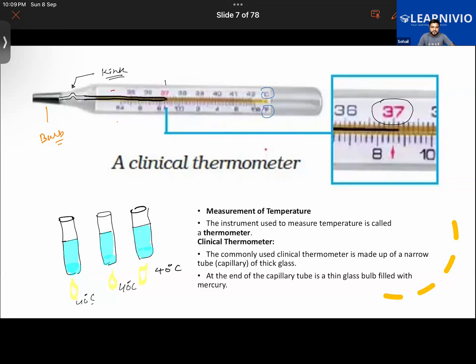Okay, Abu Bakr, you also explain this? Okay. Very good, both of you. Very well explained. So basically, this kink prevents the mercury level in the thermometer tube from falling on its own. It prevents it from falling back to the bulb. That is the thing here.